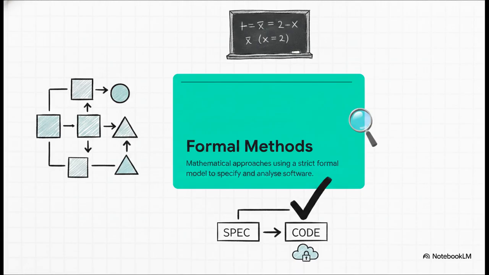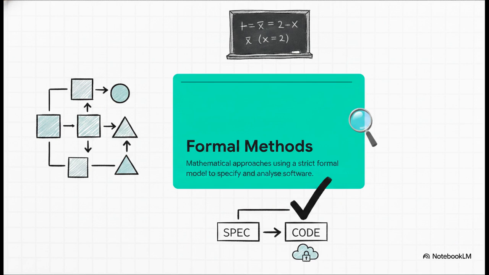So, let's define the term clearly. Formal methods are mathematical approaches to software development where a strict formal mathematical model of the software is defined and analyzed. What does that mean in plain English? It means instead of an engineer just sitting down and typing out lines of code, they first build a strict mathematical model. They use formal logic and mathematics to officially prove that a program perfectly matches its original specification.